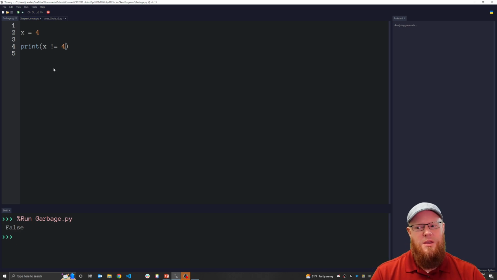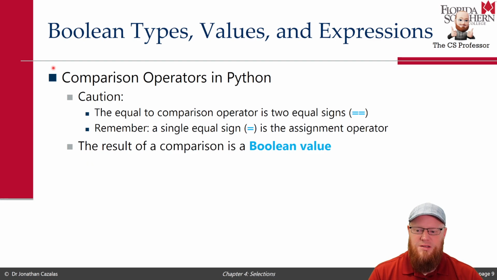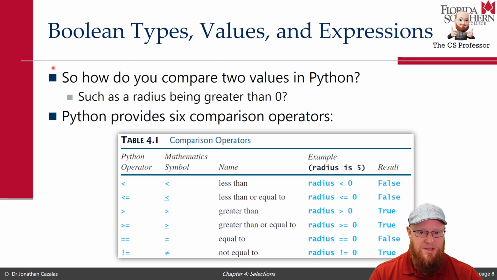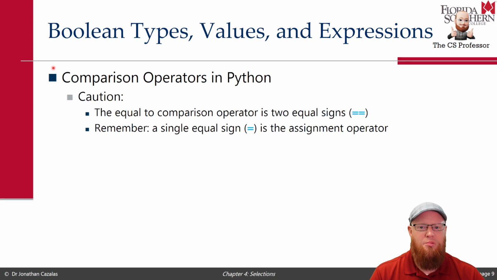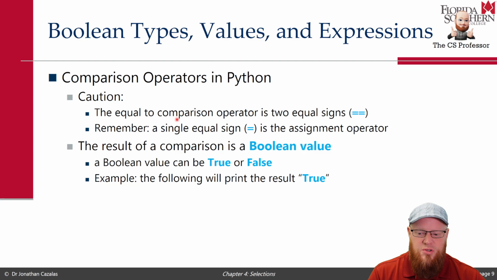So here, how do we compare values? We can use those 6 comparison operators that we just showed you on this table, and we can use those operators to compare values in Python. Now, the result of a comparison is called a Boolean value. A Boolean value is either going to be true or false. It's one of those two options, either true or false.